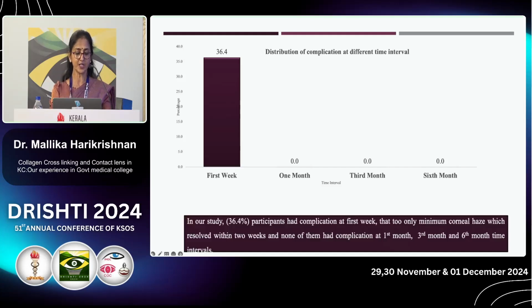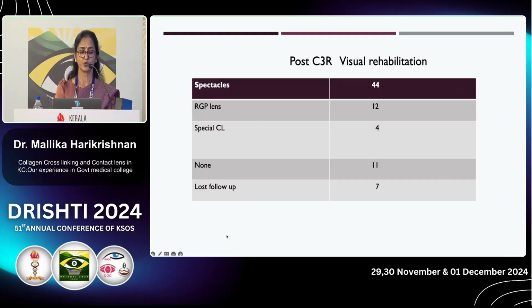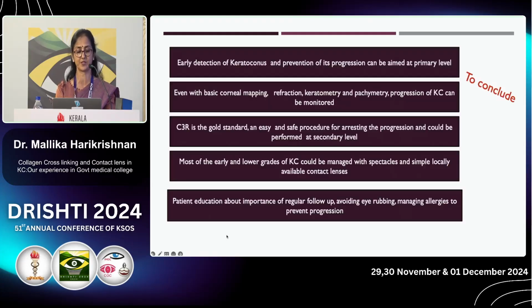In our study, 36.4% participants had complications at first week, that too minimal corneal haze, which resolved within 2 weeks. None of them had any complications in the first month, third month, or 6 month time intervals. So we prescribed spectacles for 44 patients, RGP lens for 12 patients, special contact lens for 4 patients, none for 11, because they are happy with whatever vision they have. And we lost follow-up for 7 patients.